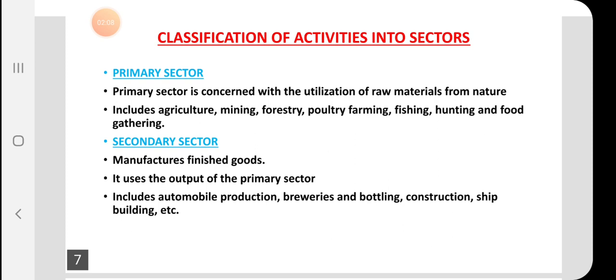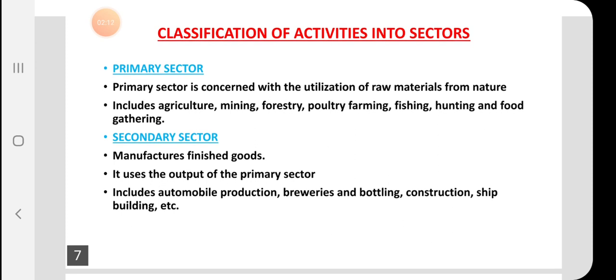Then secondary sector. Which kind of activities are included in the secondary sector? The activities which manufacture finished goods, or those activities which use the output of the primary sector to produce finished goods. For example, potato, which is a product of the primary sector, is being converted into potato chips. So all those activities involved in converting potato to potato chips come under what is known as the secondary sector. For example, automobile production, water bottling, construction, shipbuilding, etc. They are all included in the secondary sector.